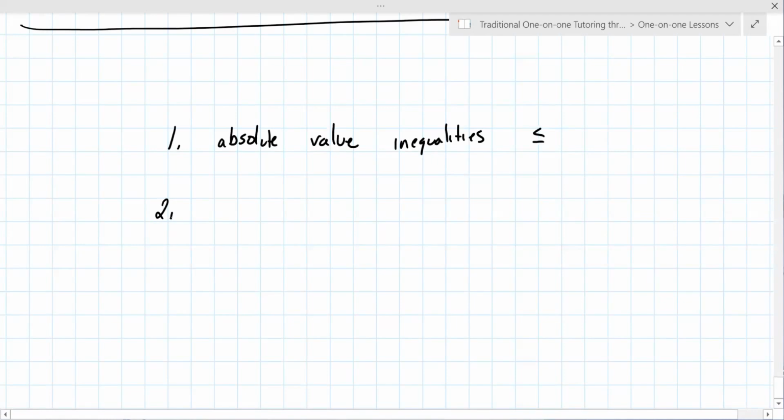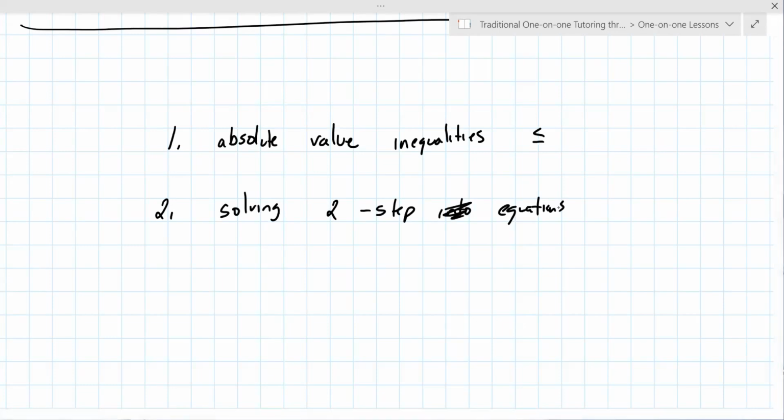So today we worked on absolute value inequalities. And then we also worked on solving two-step equations. We seem to get really into the two-step equations for today's lesson. Kept asking for more questions, so that's a good sign. Overall he is doing good. Yeah, I think he's understanding. He did a couple of absolute value inequalities on his own, and then he was doing a lot of the two-step equations on his own.